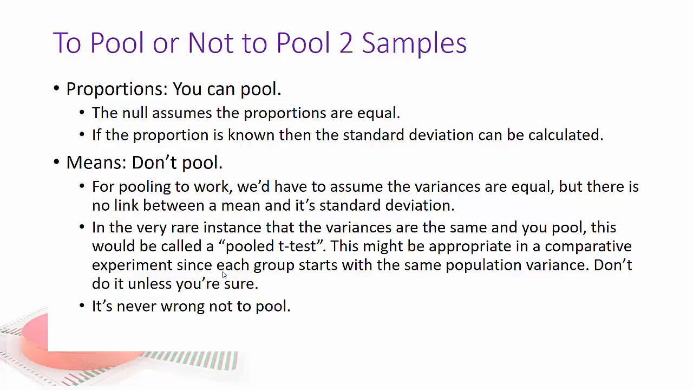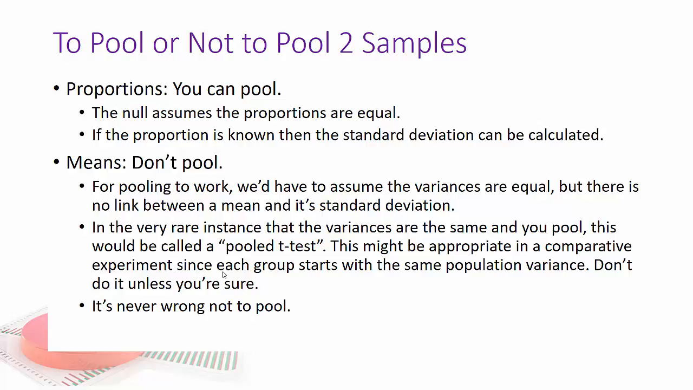There are some rare instances where the variances are the same and you do pool, and this is called a pooled t-test. It might be appropriate if I was doing an experiment, where I took one group starting from the same population and randomly assigned them. In that case, I can assume the variances are the same because I'm starting from the same population. Don't do it unless you're sure. It is never wrong not to pool, but it can be wrong to pool for means. So it's better just not to do it.